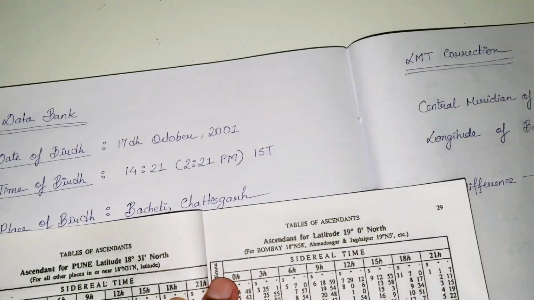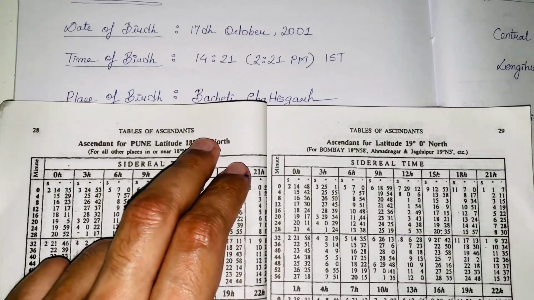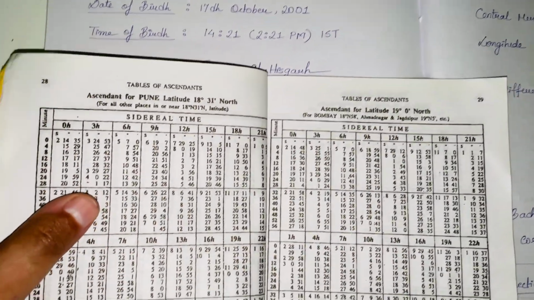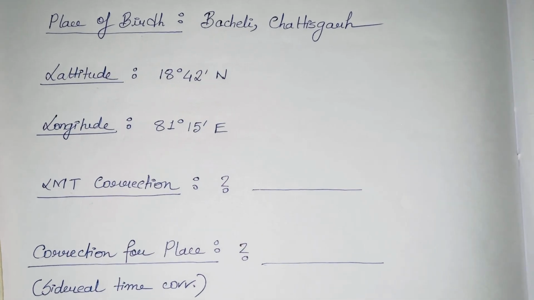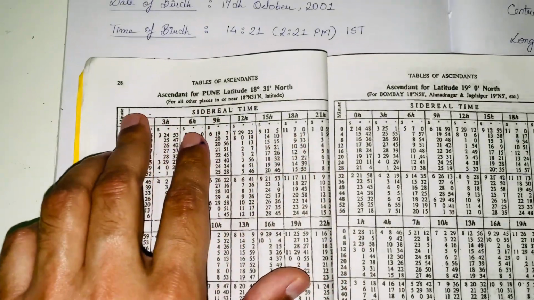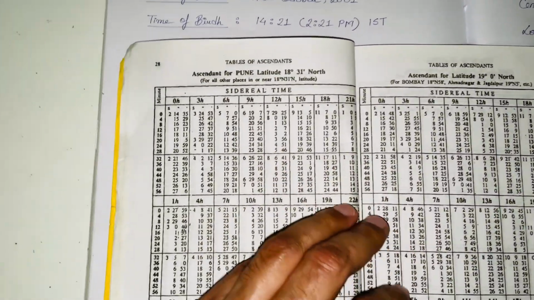If you come to page number 28 and 29, both of these two values, 18 degree 31 minute and 19 degree 0 minute, you will find that both are closer to our latitude of 18 degree and 42 minute. But then which particular page to take? Is it page number 28 or page number 29?